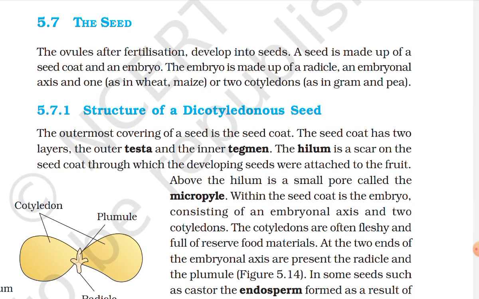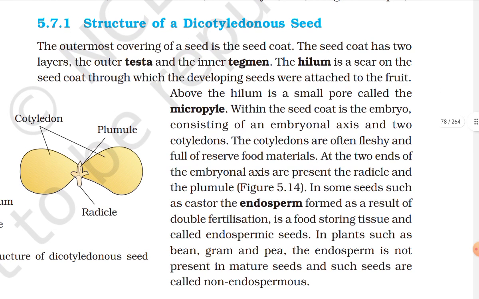The ovules after fertilization develop into seed. A seed is made up of a seed coat and embryo. The embryo is made up of radicle, an embryonal axis, and one cotyledon, as in wheat and maize, or two cotyledons, as in gram and pea. Structure of dicotyledonous seed.